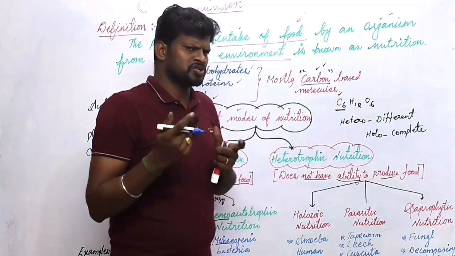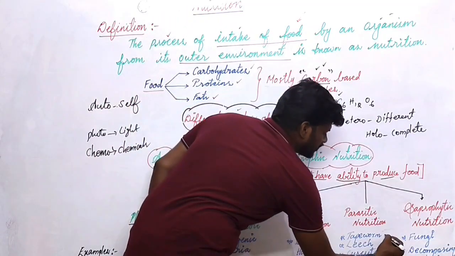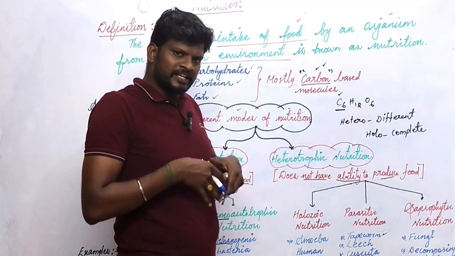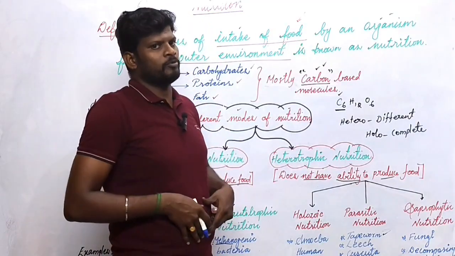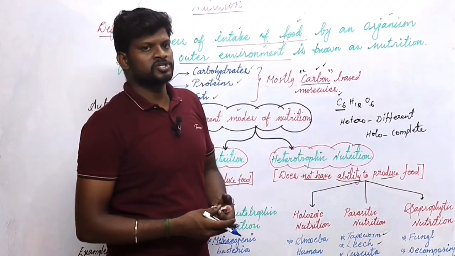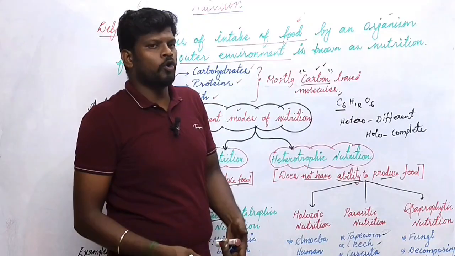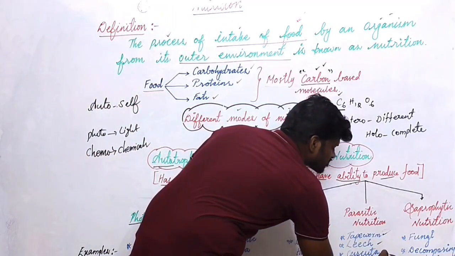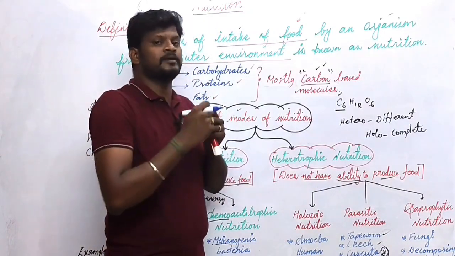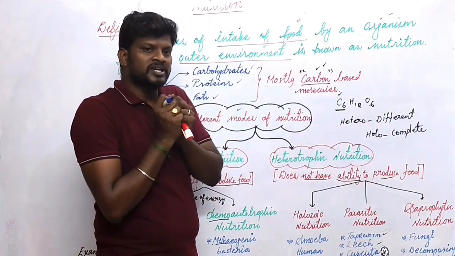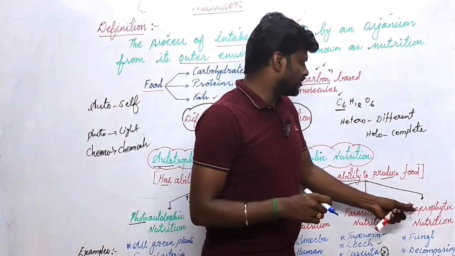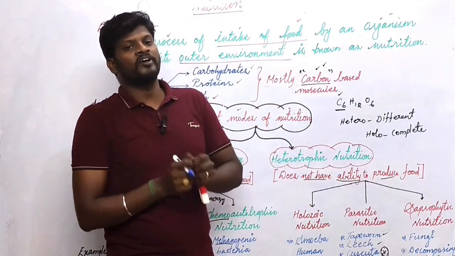So this is parasitic nutrition, and a few more examples can be given. One is tapeworm, roundworm, which live in our intestine and obtain energy from our body. Second, leech is another example for parasitic nutrition. It is an ectoparasite that lives on the body. And another example is cuscuta. Cuscuta is a parasitic plant that lives on another green plant and obtains water and nutrients from the host plant. Right? Good.